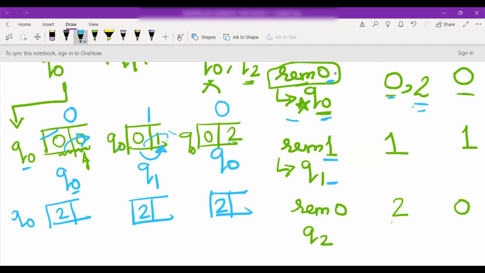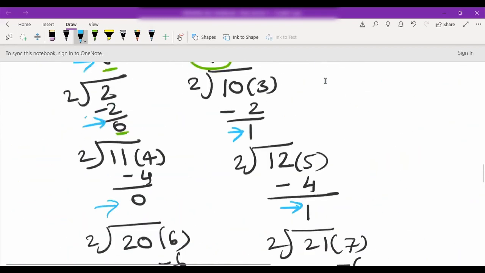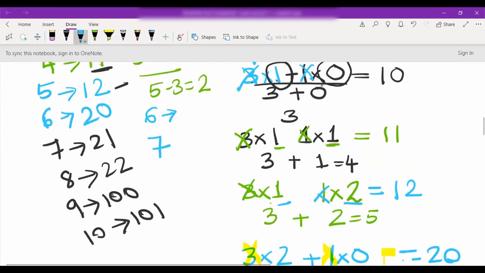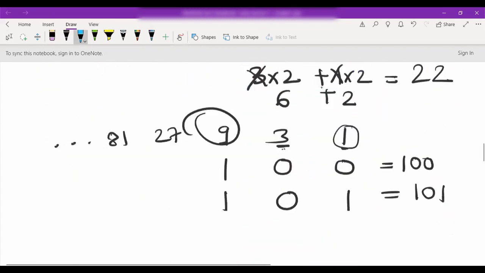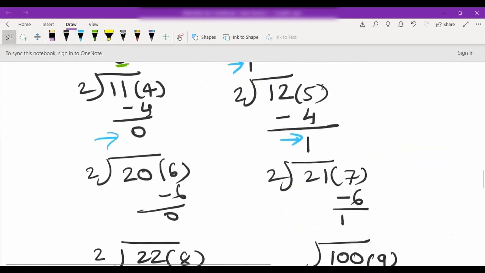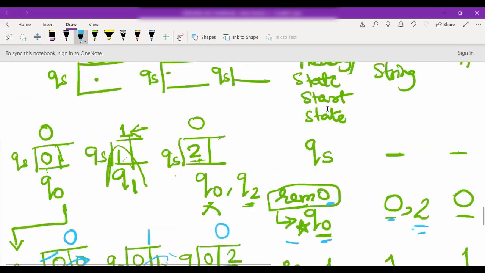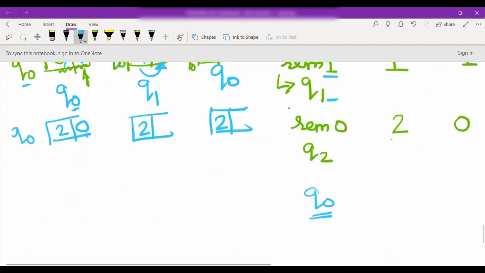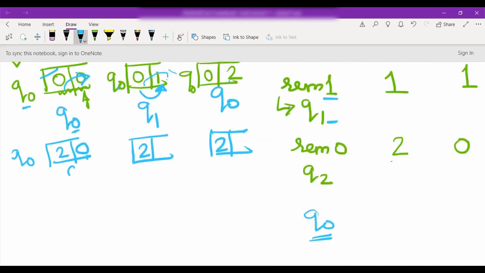So Q0 representing 2, with the next bit as 0, is creating a ternary number. Which ternary number is generated? The ternary number generated is 20, nothing but 6. Whether 6 is divisible by 2, yes, 6 is divisible by 2, generating the remainder 0. Which state is representing the remainder 0 condition? Q0 is representing the remainder 0. So what we will write here, the resultant state is Q0 with the output 0.